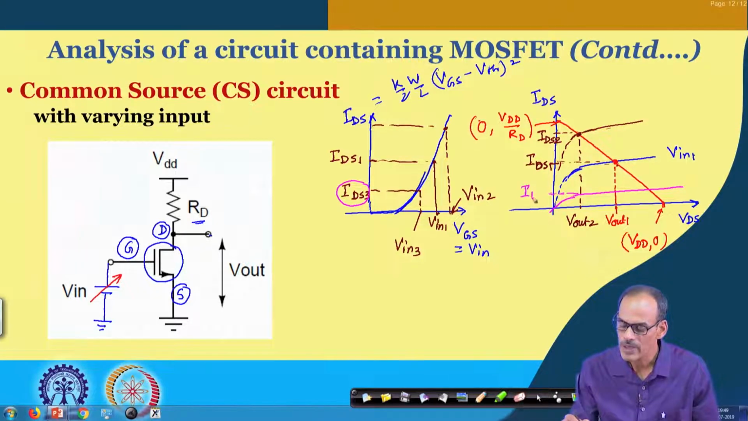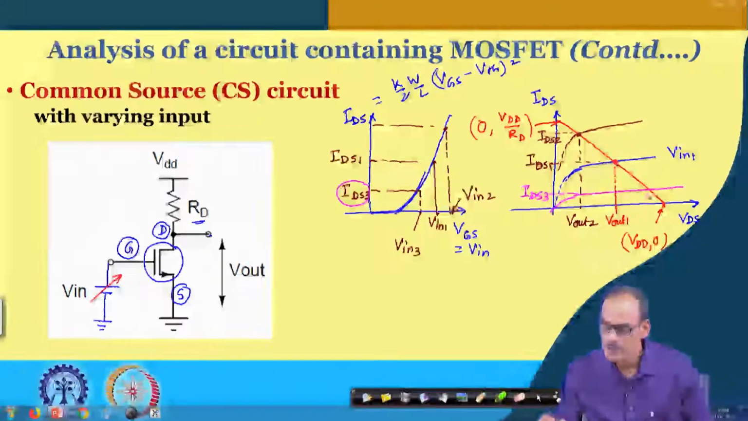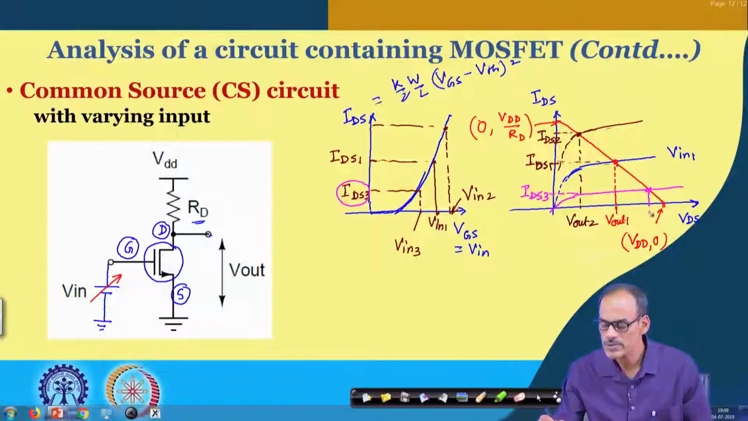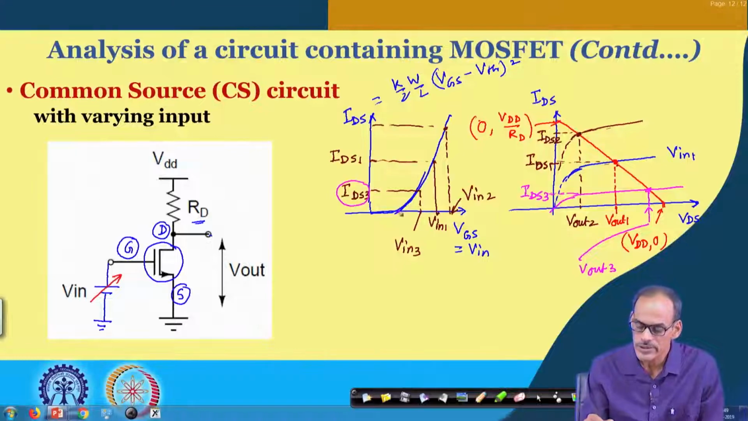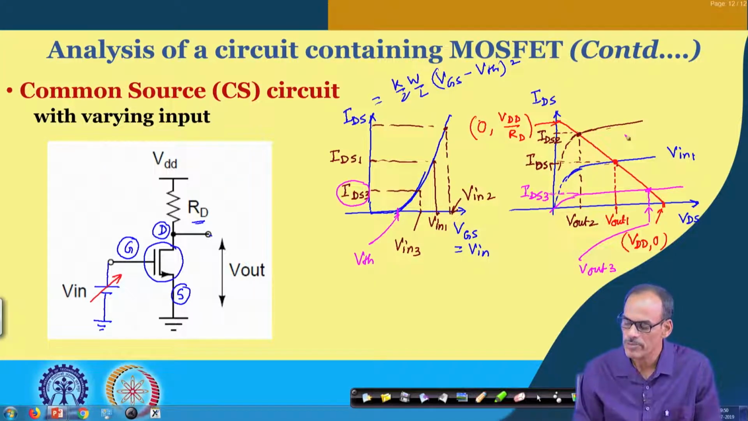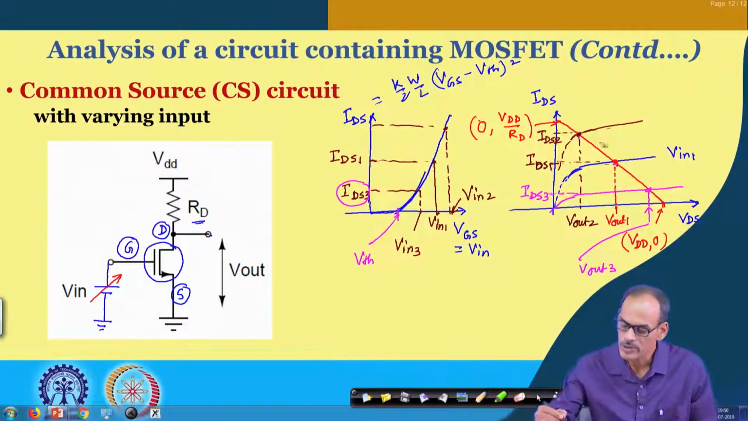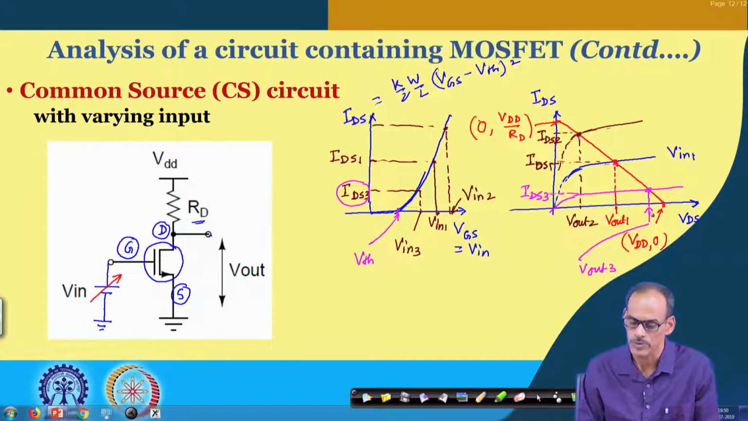So, this is IDS 3, and wherever they are intersecting, that gives us the other V out called V out 3. So, as you can see, if VGS is higher than threshold voltage VTH, then this characteristic is going up or down, making the intersection point of the device characteristic with the load line go up and down along this load line, and making the variation of the corresponding output.